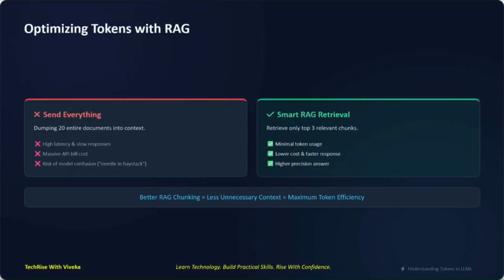The same idea applies to RAG. Imagine your user asks about the company's leave policy. Your retrieval system finds 20 documents. Do you really need to send all 20 documents to the model? Probably not. You want the most relevant information, because unnecessary information means unnecessary tokens. So good RAG design is also about controlling the amount of information entering the model's context.